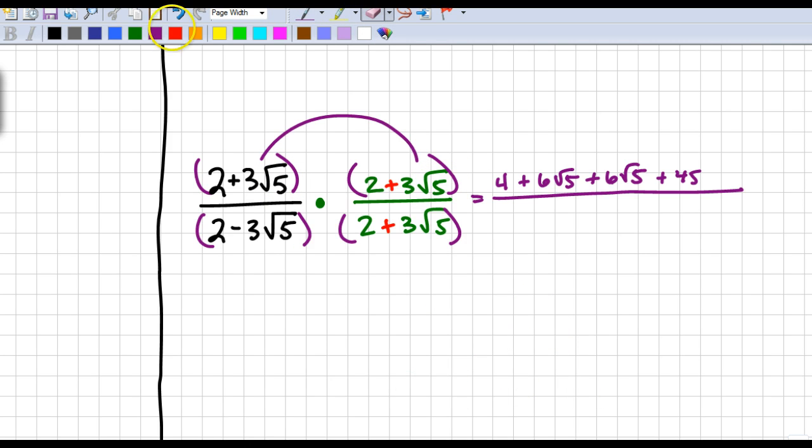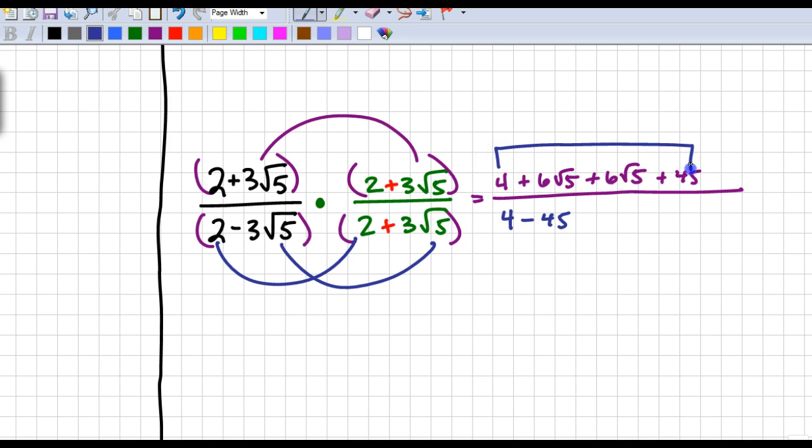Let's finish off the bottom before we simplify on the top. Remember that we only need to do the F and the L. The F of FOIL is going to make a 4. The L of FOIL is going to make a negative 9 times 5. So that's going to be a negative 45 on the bottom.